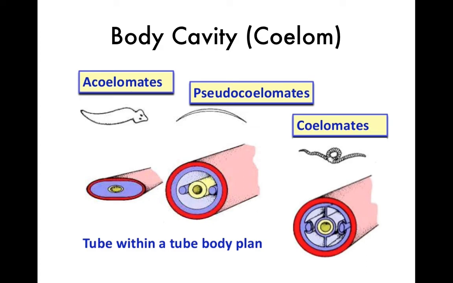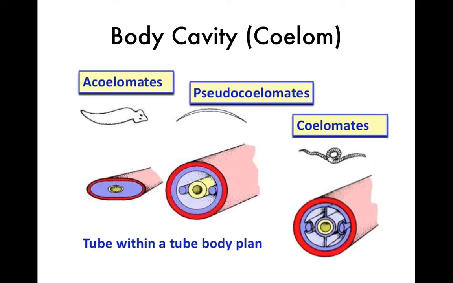The next evolutionary trend that we see in animals is transitioning from having no fluid-filled body cavities, being acoelomate, to having a false fluid-filled body cavity called a pseudocoelomate, or having a completely mesoderm-lined fluid-filled cavity called a coelom in eucoelomates.